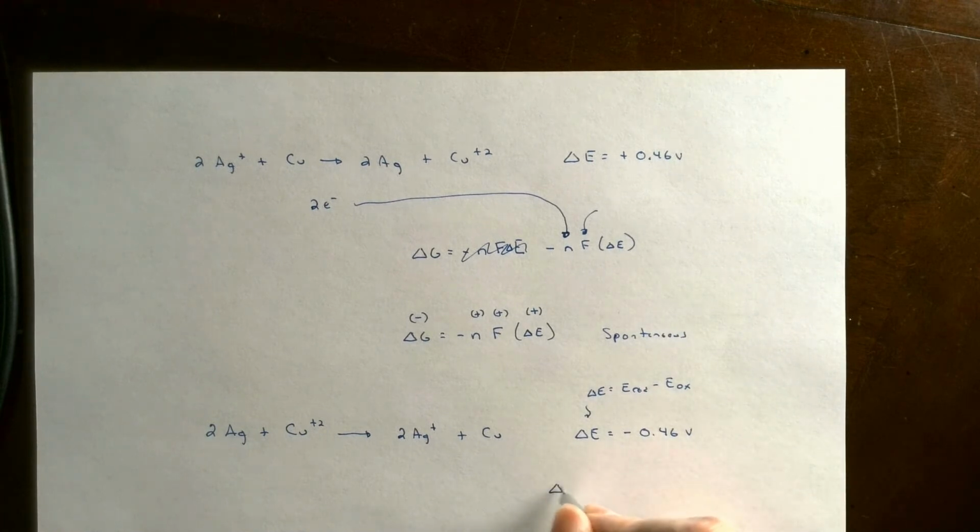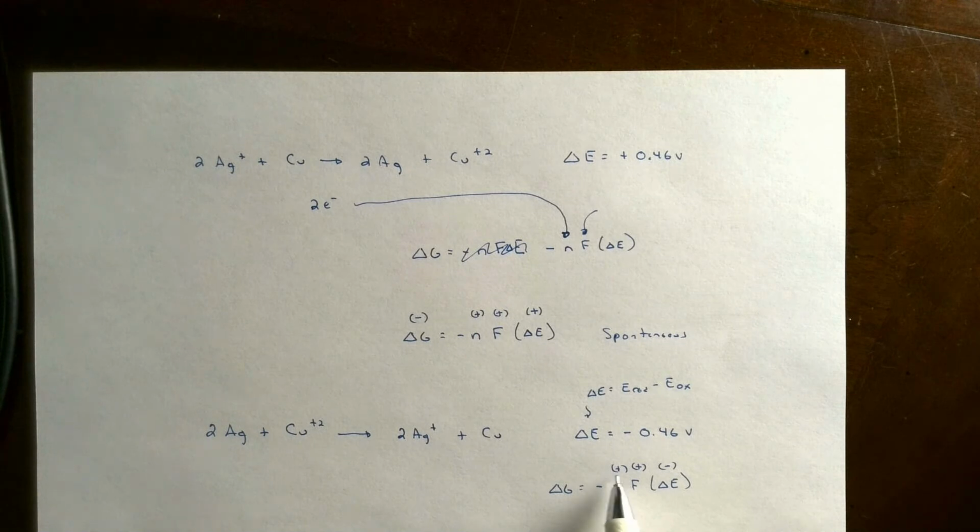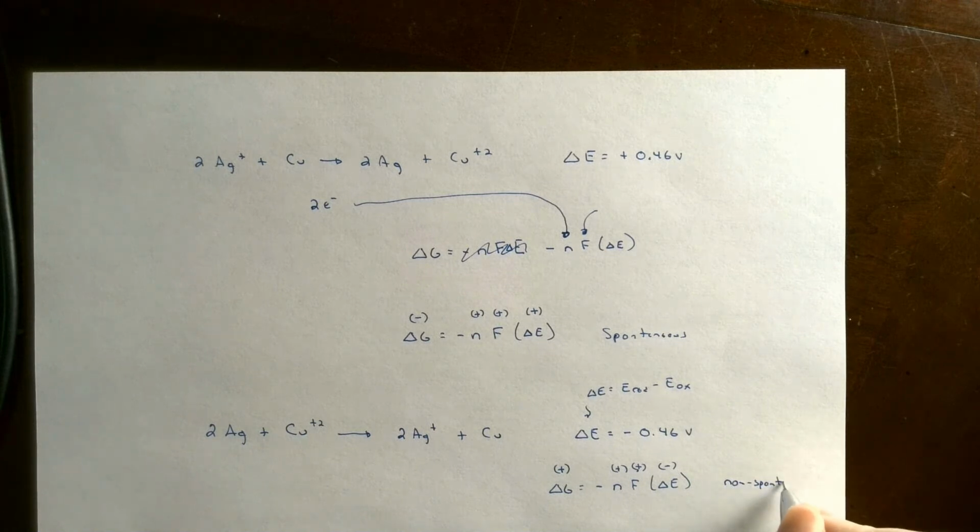Now when we try to calculate delta G equals minus N times the Faraday constant times the potential difference, now we're going to have a positive and a positive and a negative. So negative 1 times two positives would be negative, times a negative is positive. Now delta G is positive. We would predict that's non-spontaneous. So that redox reaction wouldn't happen.